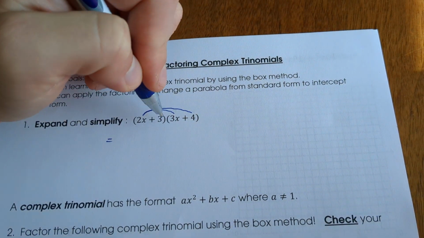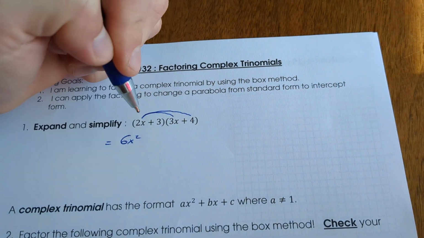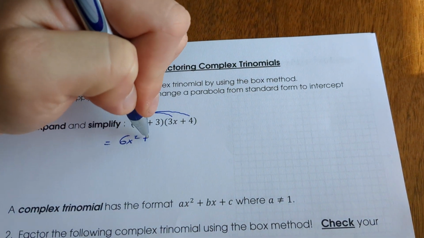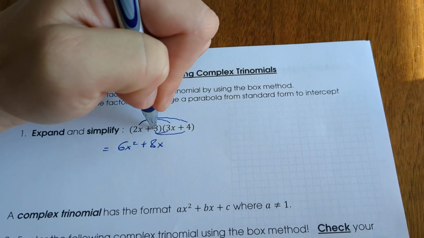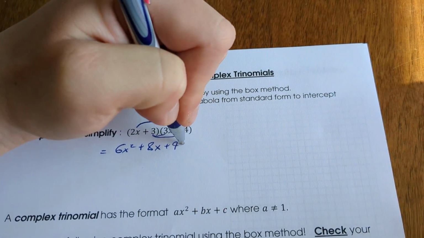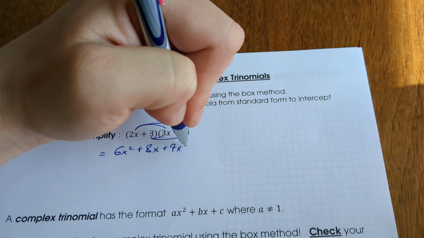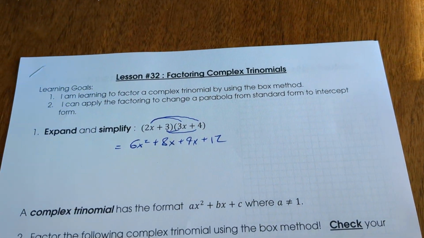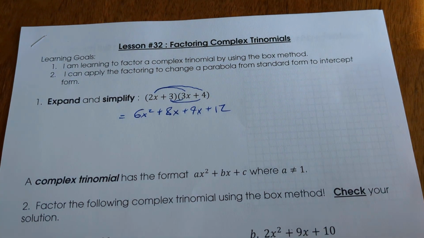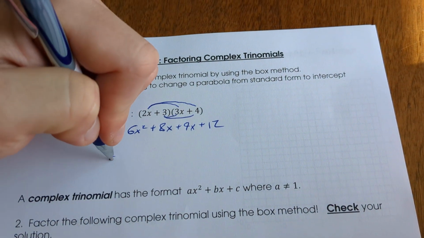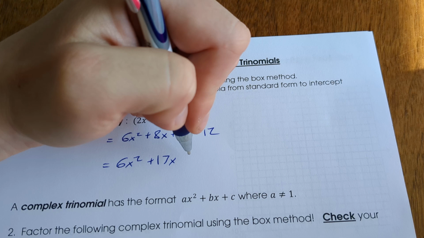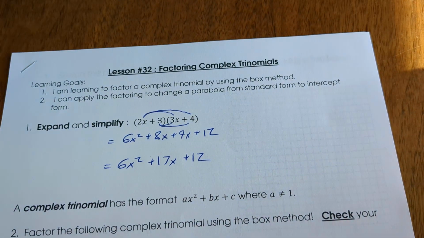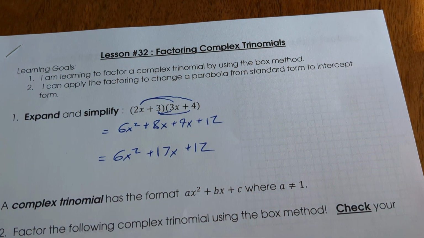Okay, so 2x times 3x would be 6x squared. And then 2x times 4 is 8x. Then we multiply the 3 by both terms. So 3 times 3x is 9x, and 3 times 4 is 12. Then we combine like terms, so we add the 2 in the middle. So we have 6x squared plus 17x plus 12. That would be our final answer.